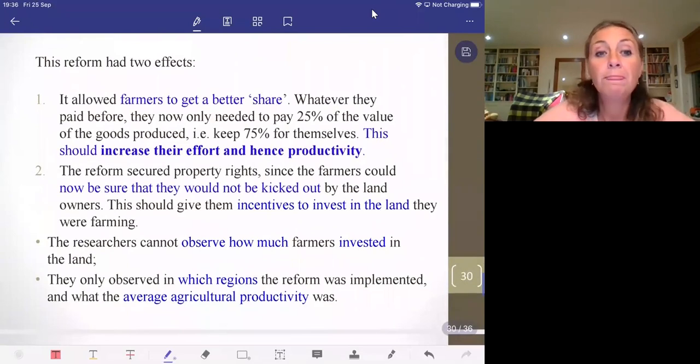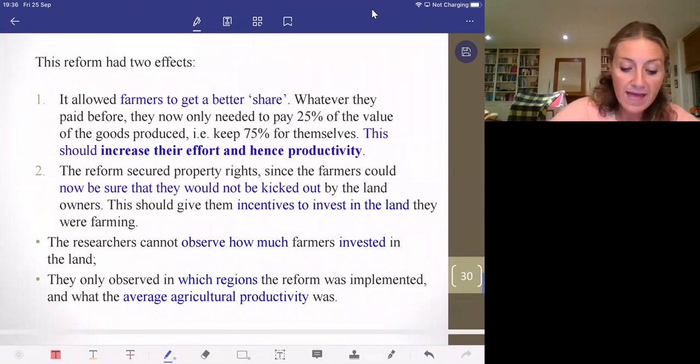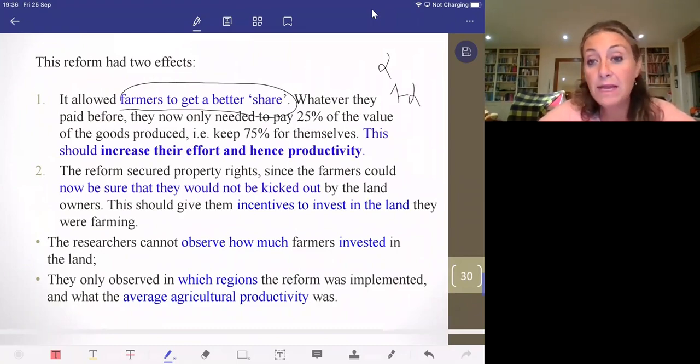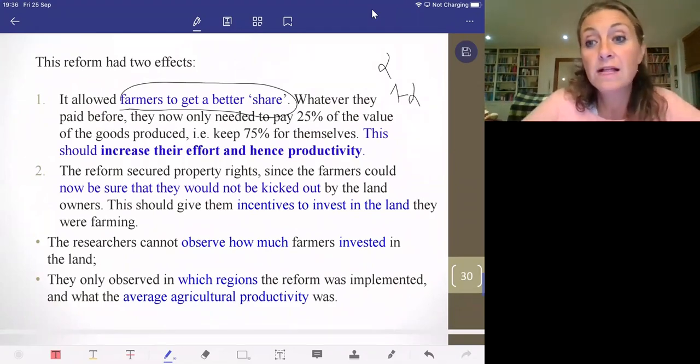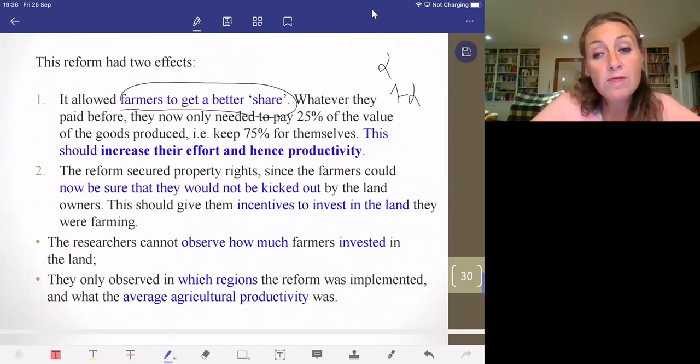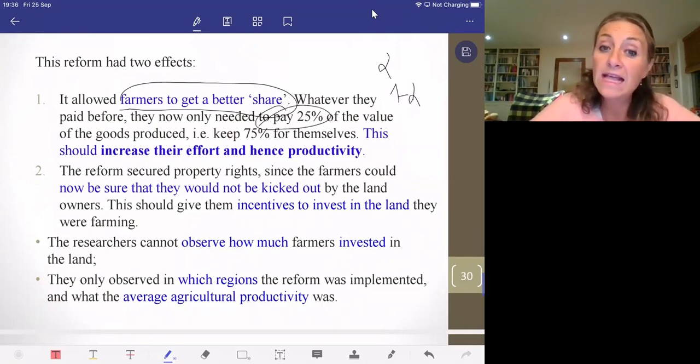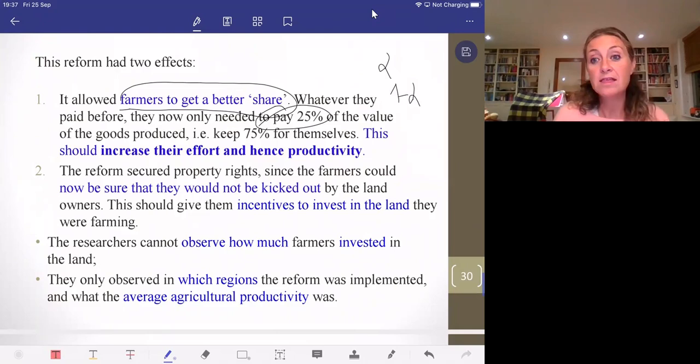According to this reform, two effects can be immediately identified. First of all, farmers get a better share. So the famous alpha, 1 minus alpha that we have seen many times so far, the share of the crop that they could actually retain for themselves from the final outcome. Because whatever they used to pay before, which probably was actually much higher, now they just needed to pay 25% and keep the remaining 75% for themselves. In this way, we can say more land and more outcome for themselves.